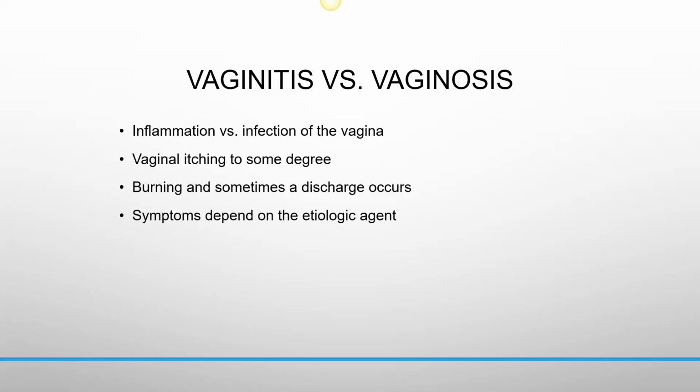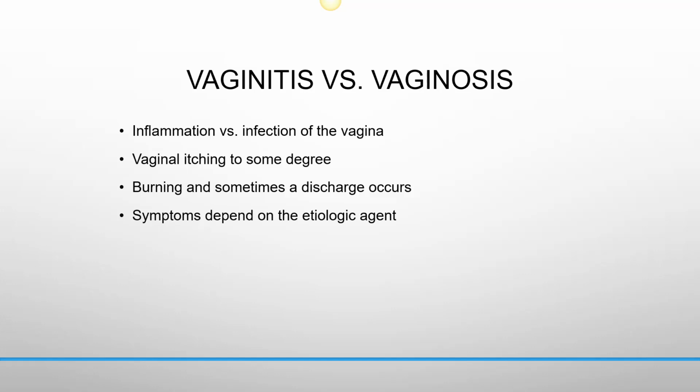Vaginitis versus vaginosis. Itis means inflammation, and when we have inflammation, there's redness, heat, swelling, and pain. So it's inflamed and really painful. Vaginosis means that there's an obvious infection, but you may not have all of the signs and symptoms of inflammation. So vaginitis is inflammation, vaginosis is simply an infection.